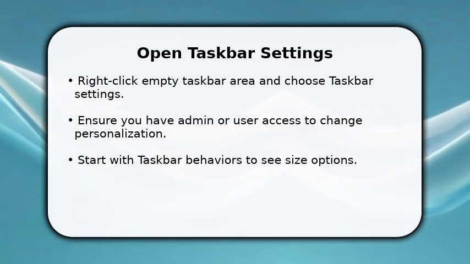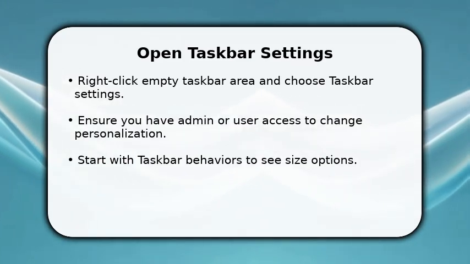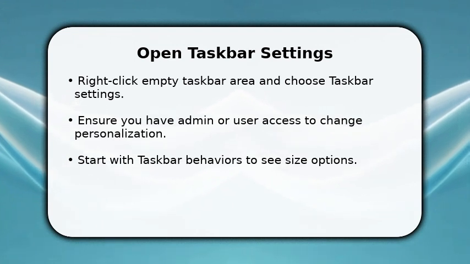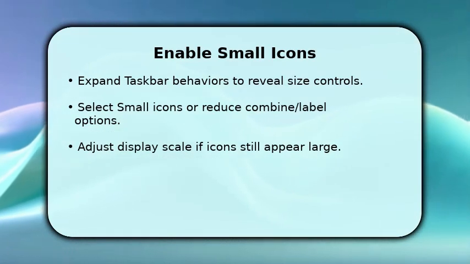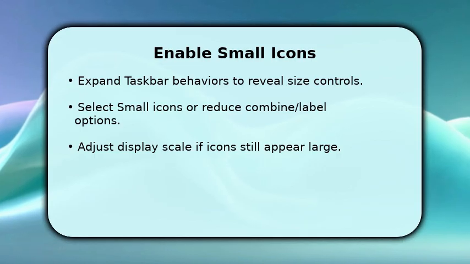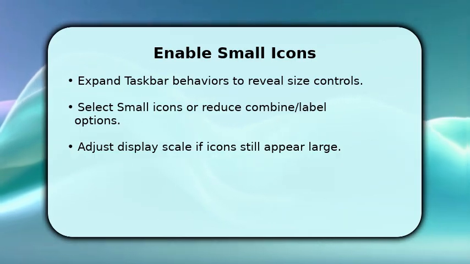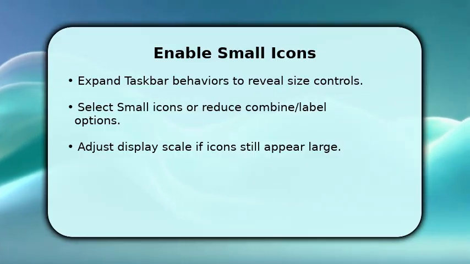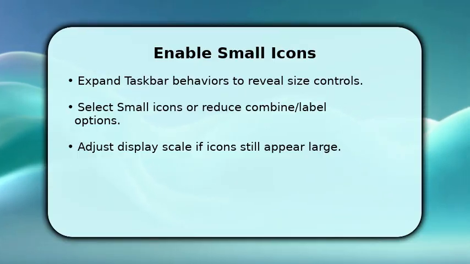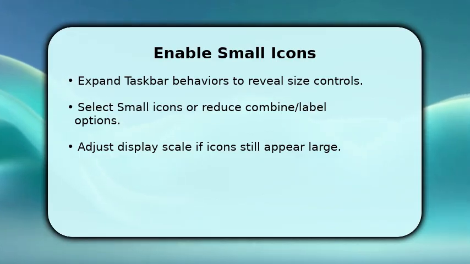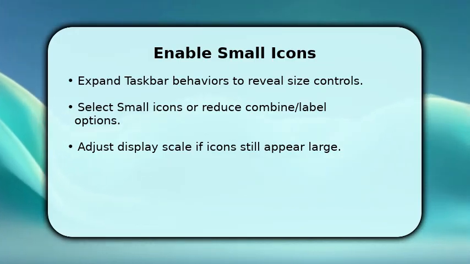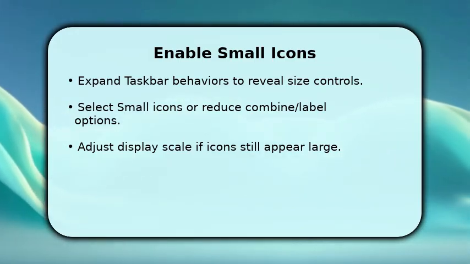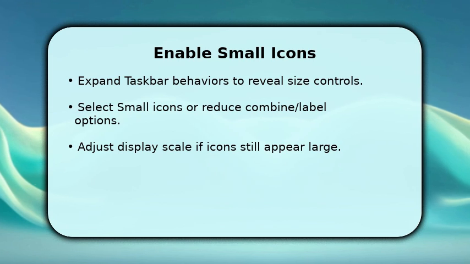Now that settings is open, move to the Taskbar Behaviors area to find the small icon option. You'll change the actual icon size by expanding Taskbar Behaviors and choosing the smaller option. In Windows 11, toggle the setting labeled Small Taskbar Buttons or select a compact mode if available. This reduces icon footprint and spacing. Make sure to also adjust Combine Buttons and icon labels so the bar looks tidy. If icons still seem large, check Display Scale and set 100% or 125% as appropriate, since scaling overrides icon sizing.